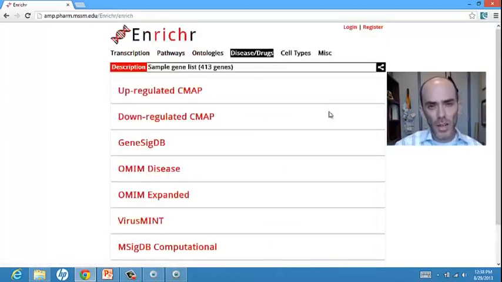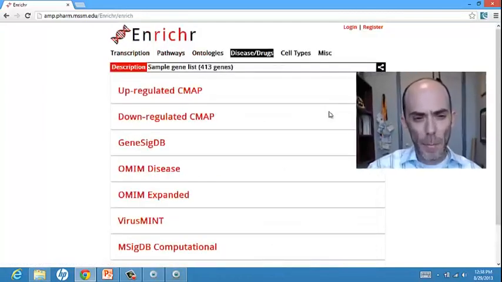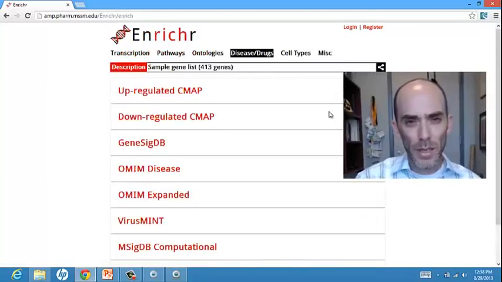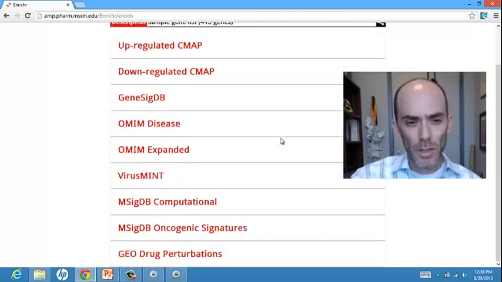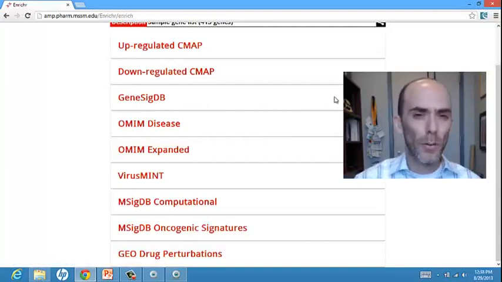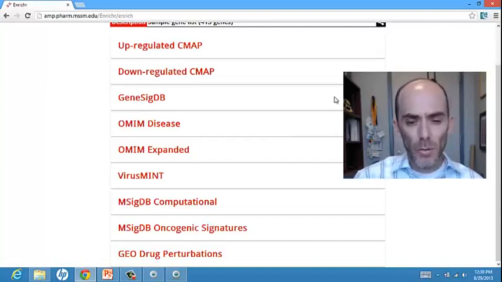In the disease drug category, we have up and down regulation from the CMAP or the connectivity map. And we're going to talk about the connectivity map later on in this course. We also have genes associated with various diseases. Also a large data set called GeneSigDB that was borrowed from the group at the Broad that originally developed the idea of gene set enrichment analysis. We also have proteins that interact with various virus proteins. This is from a database called VirusMint.